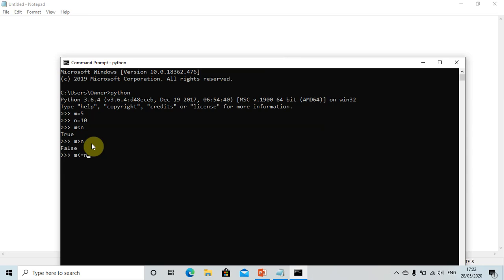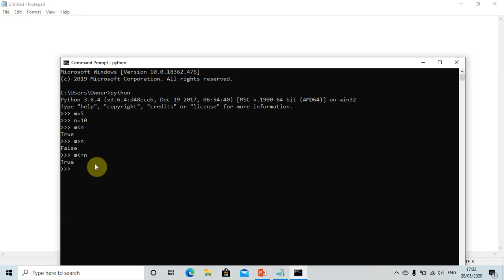M less than or equal to n. Is m less than or equal to n? Is 5 less than or equal to 10? Yes, 5 is less than 10. I told you that either of the conditions should be satisfied. Either 5 should be less than 10 or 5 should be equal to 10. Here, our first condition is being satisfied, hence the answer will be true.